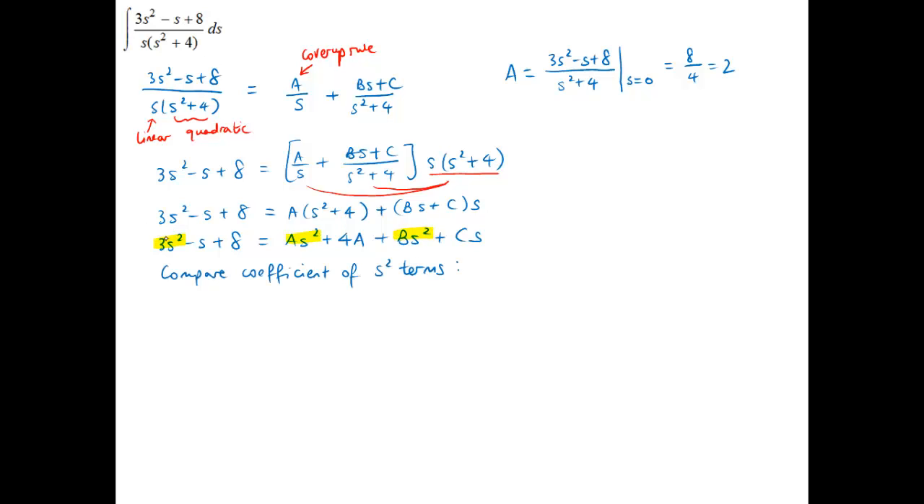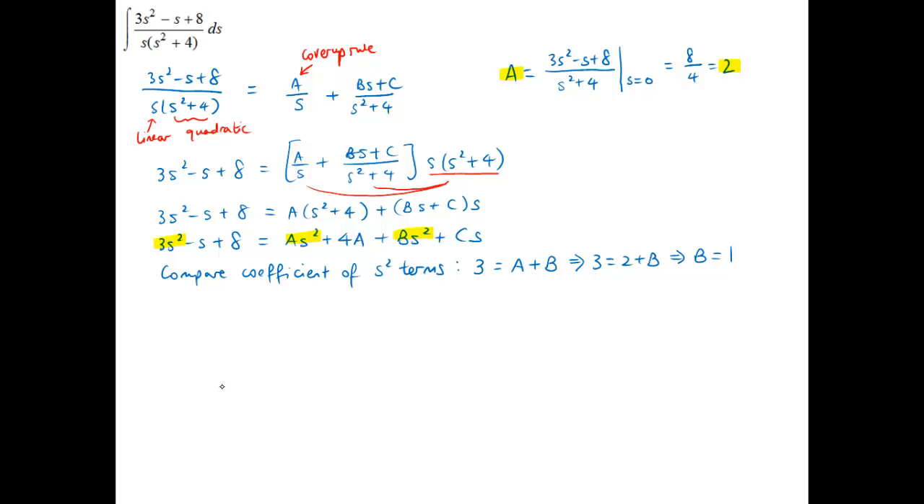If I look at this term, the coefficient is 3. If I look at this term, the coefficient is a. And if I look at this term, the coefficient is b. So since I know that a is equal to 2, I can replace the value of a here and find that b is actually equal to 1.